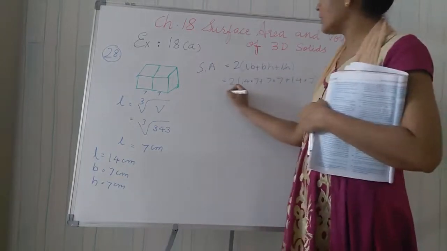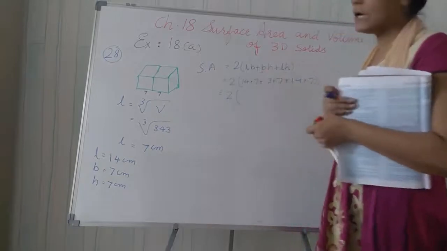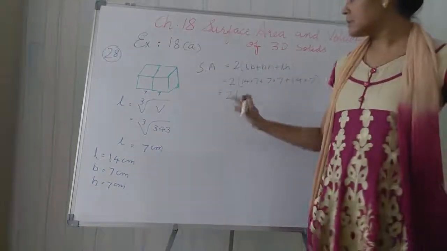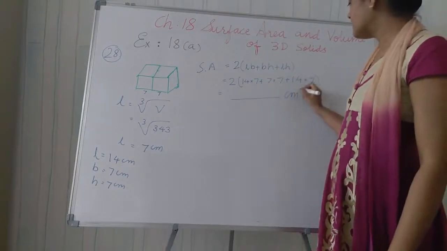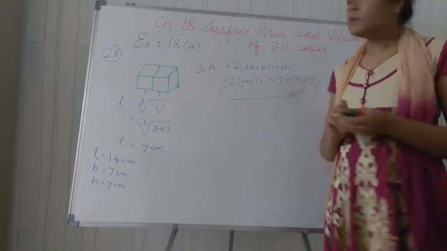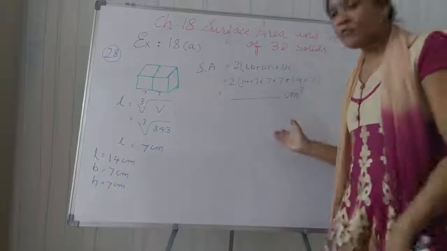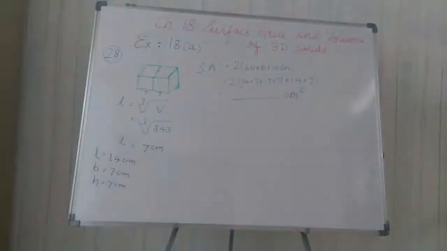Now calculating this, we reach our final answer. Now students, this answer you can find by yourself. This is the answer in centimeter square. The calculation part I am leaving for you. So this is how you can solve your exercise 18A on the criteria of surface area and volume of the 3D solids.